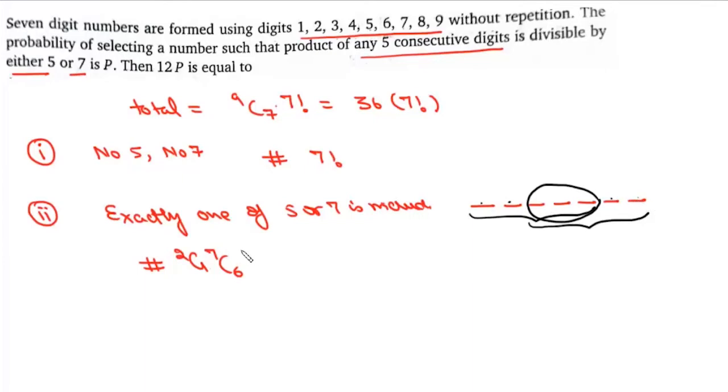So for 5 we have to choose one place, and that can be done in 4C1 ways. And then we can arrange the remaining 6 numbers in factorial 6 ways. So that's our second case, when exactly one of 5 or 7 is included. If there is no 5 and no 7, all the numbers are not divisible by 5 and 7. For the second also, these are the cases where the number formed is not divisible by 5 or 7. We are solving this question using exclusion.